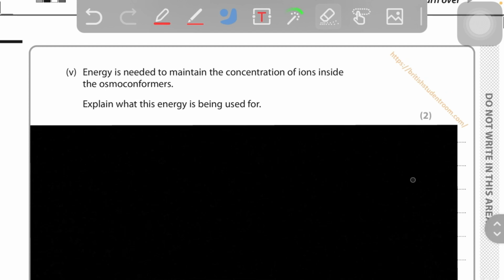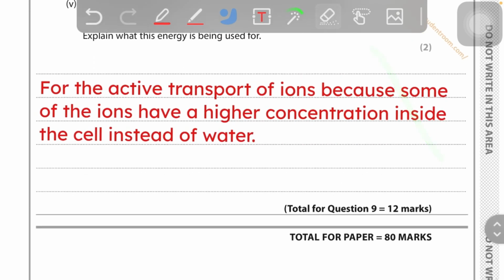Energy is needed to maintain the concentration of ions inside the osmoconformers. Explain why this energy is used for active transport. For the active transport of ions, because some of the ions have a higher concentration inside the cell instead of outside.